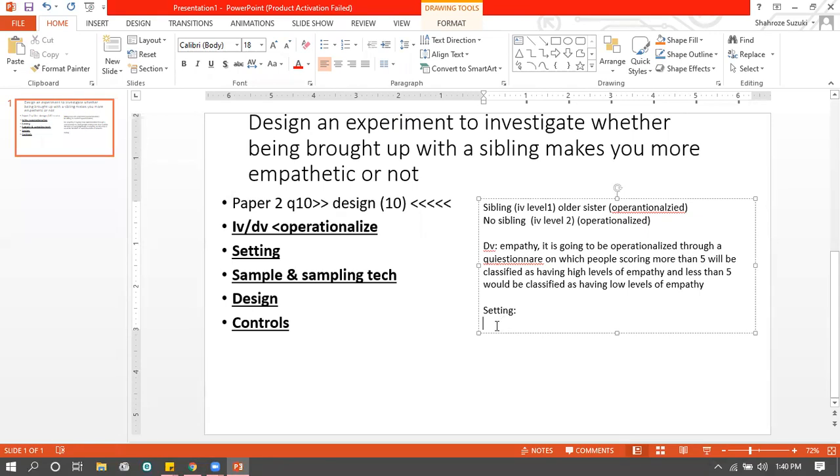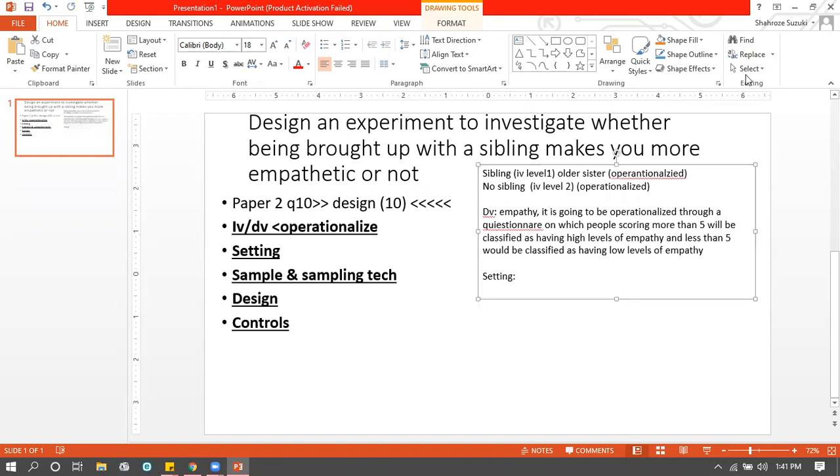All right. So what about the setting? Where is this going to be conducted? Remember, there are three settings: lab, field setting, naturalistic setting. You're supposed to define it in terms of that. All right, it's going to be in a lab. So when you write it, it's going to be a lab setting.